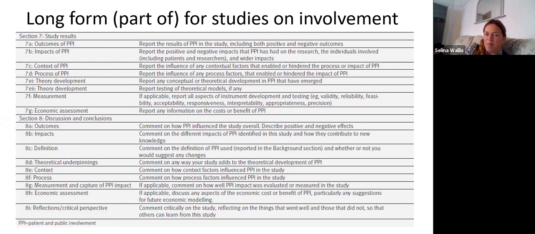So things like cost benefits analysis, theoretical models, economic aspects of public involvement, all sorts of things like that. So probably you won't use this long form, but I do think it's worth looking at, just to give you some ideas about what kind of things you may or may not want to include in your short form reporting.